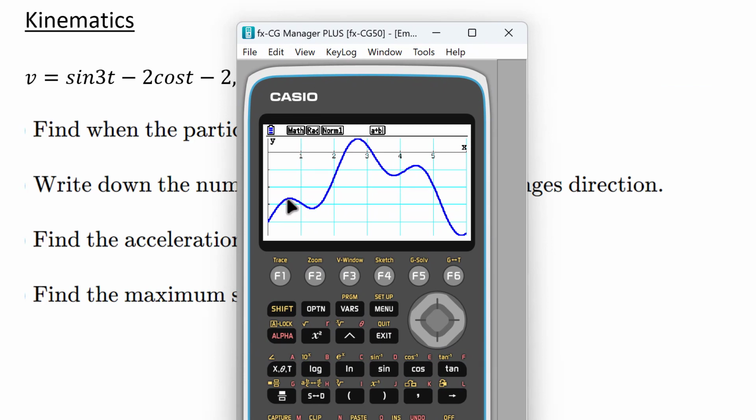Is it changing direction here? Well, no, because it's moving to the left fast. It slows down a bit. Still moving to the left. Then it speeds up a bit, slows down a bit. It's still moving. It's here. It is going to change direction. It's moving to the left here, moving to the right there. So the number of times it changes direction is 2.